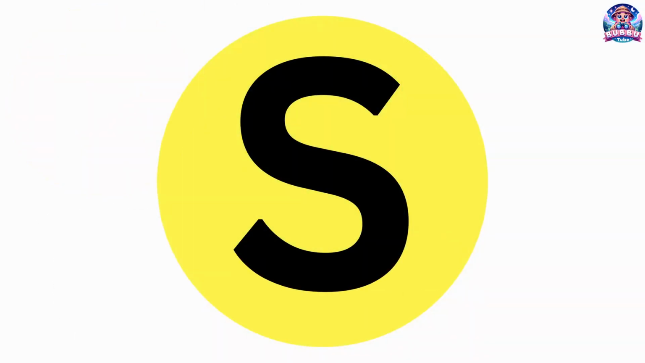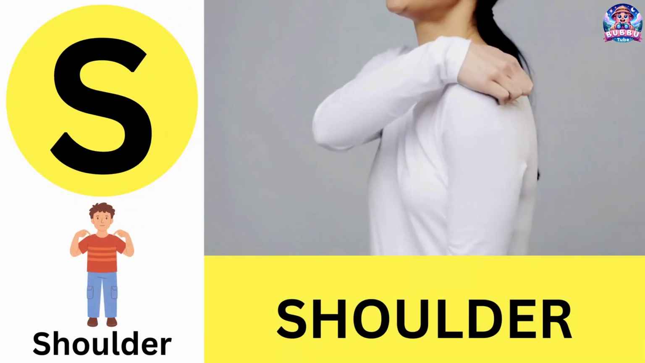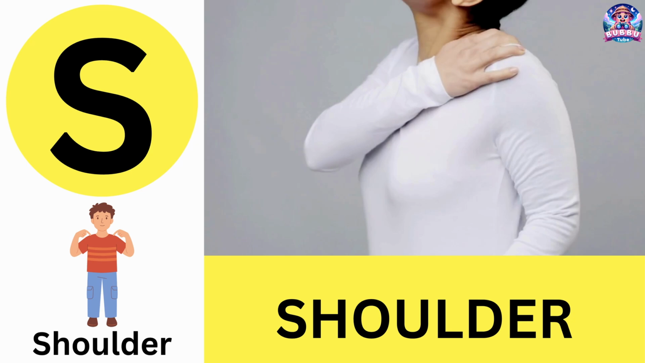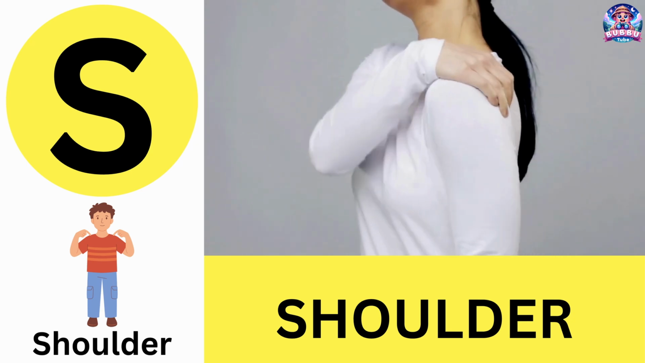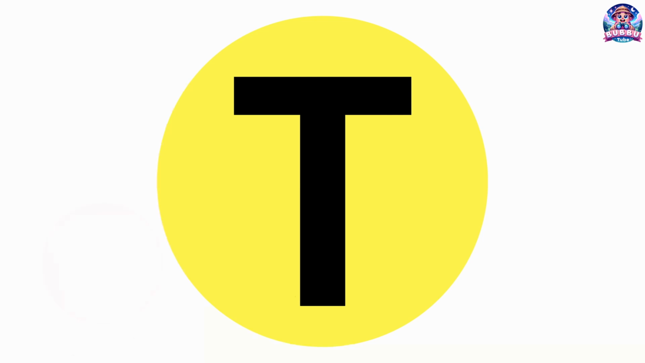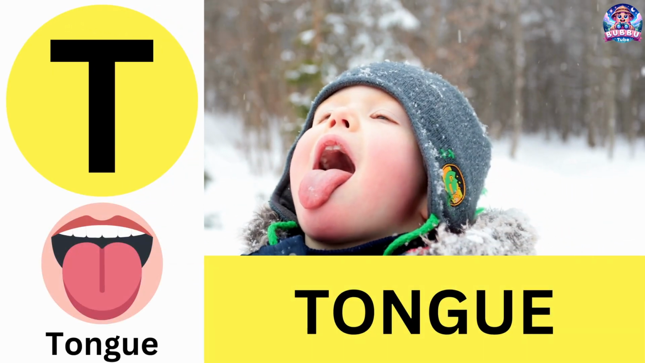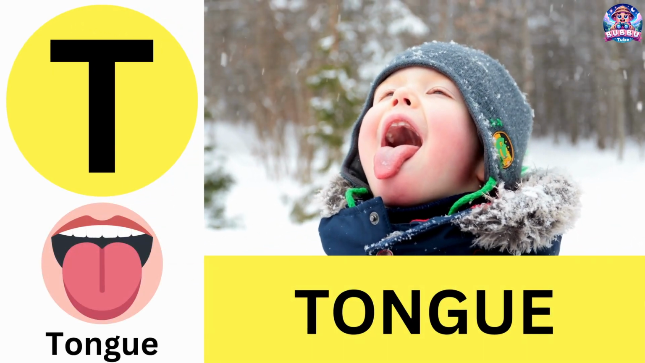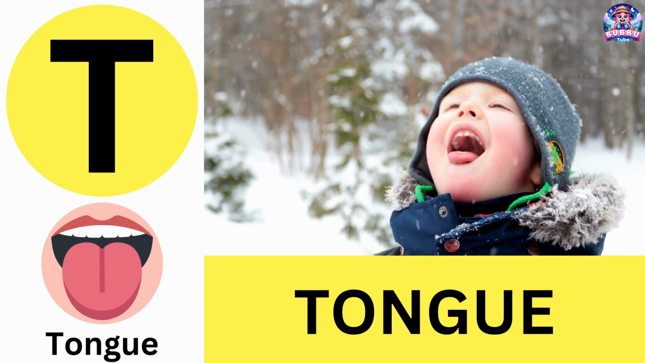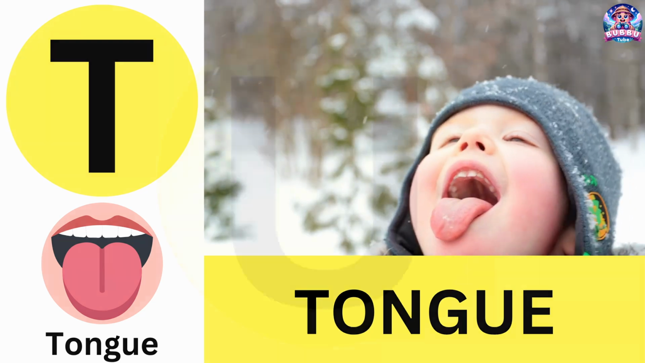S. S is for shoulder. Shoulders help us move our arms in all directions. Shoulder. T. T is for tongue. The tongue helps us taste food and talk. Tongue.